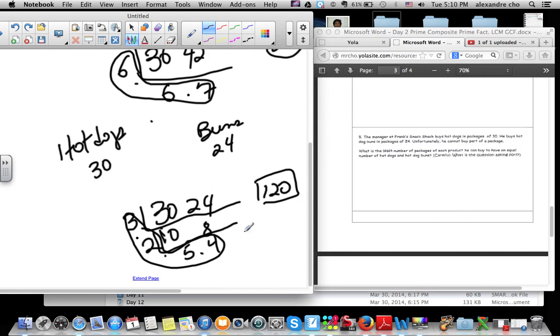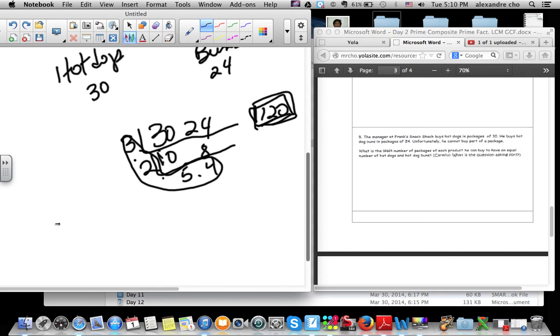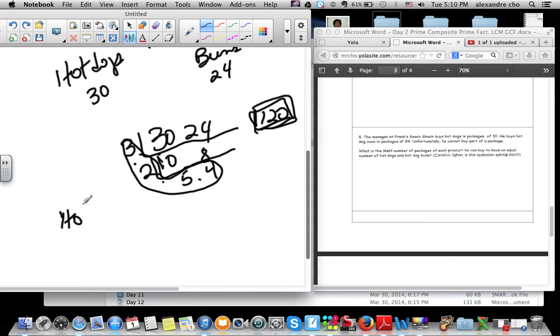The LCM is 120, which means that's not the number of packages you're buying. Careful here. You're not buying 120 packages of hot dogs and 120 packages of buns. It means this. Here's your hot dogs. And here are your buns. Let's see what that 120 means.